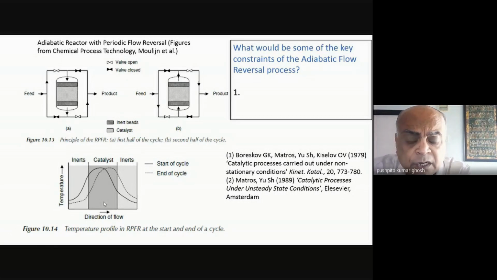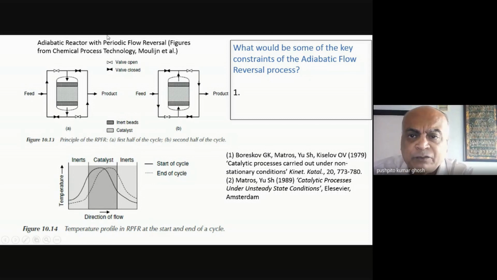Let me also tell you that there are a few plants in Russia that actually work based on this adiabatic reactor with periodic flow reversal. So they actually do it. So it's not a very useless thing. There might be some advantages of this, but let me tell you, the majority of the world doesn't practice it. They practice the conventional process, but sometimes, you know, it could be just the dominance of the Americans and all in pushing their technology. Many times it happens because of that, not necessarily because it is the best technology. Even so, do you see any drawbacks with this particular approach?